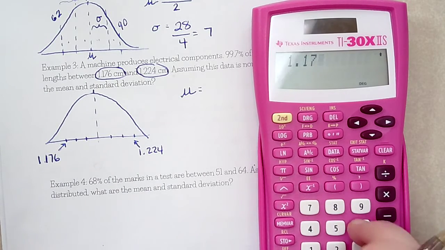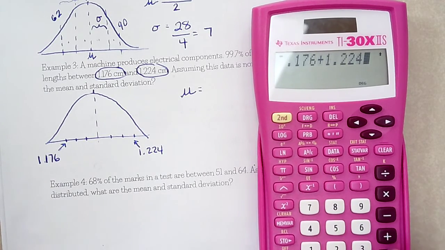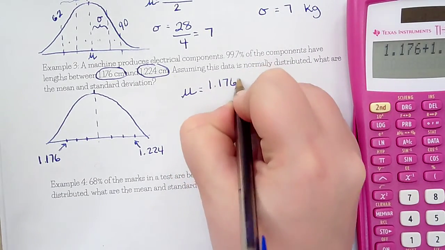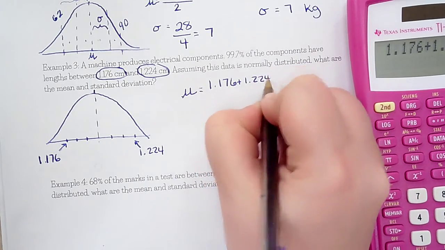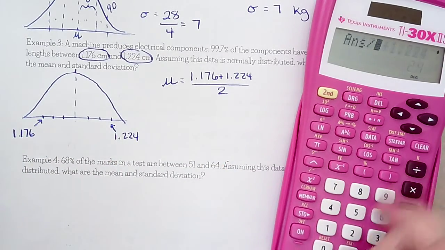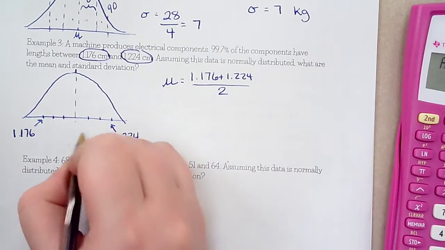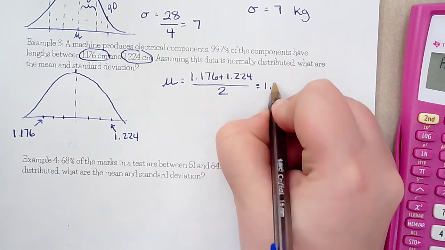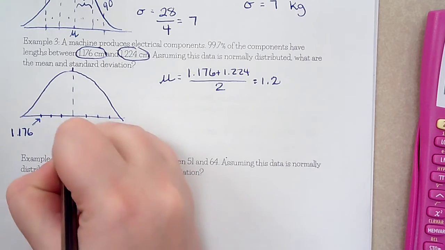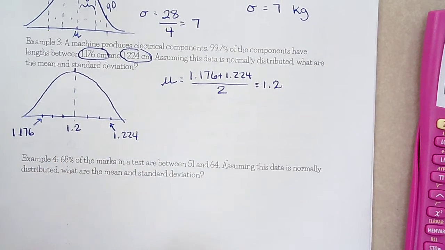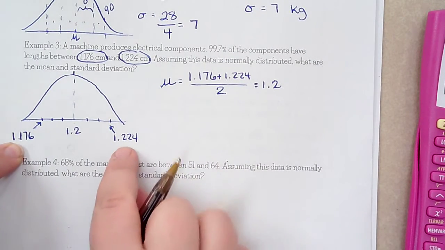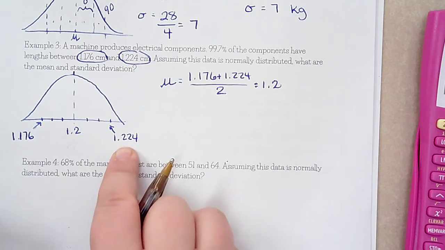So this is where we took last time. We said 1.176 plus 1.224. We get 2.4. And when we divide it by 2, we're going to figure out what's right in the dead center. In this case, 1.2 is our exact average. It averages out to a nice decimal. That's kind of fun. So I now know I can put 1.2 right in the middle. And that makes sense because it's larger than 1.176 and smaller than 1.224.